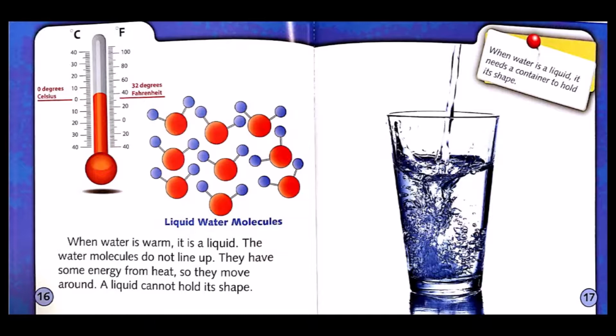When water is warm, it is a liquid. The water molecules do not line up. They have some energy from heat, so they move around. A liquid cannot hold its shape.